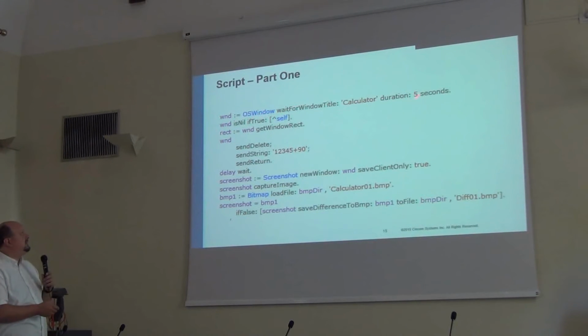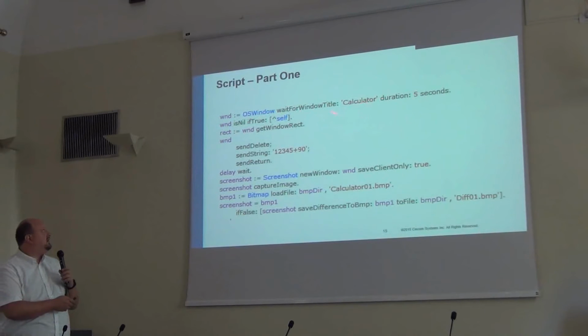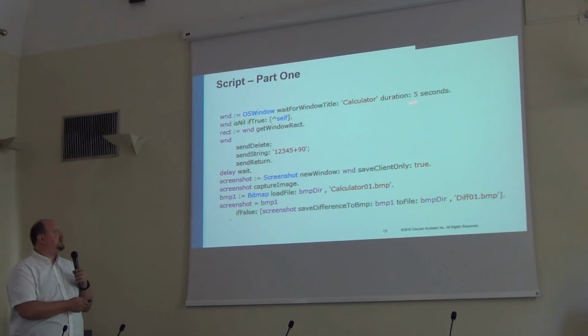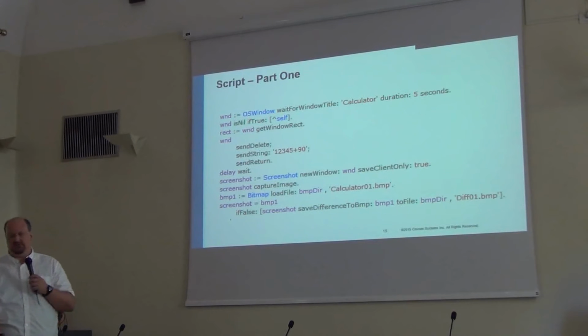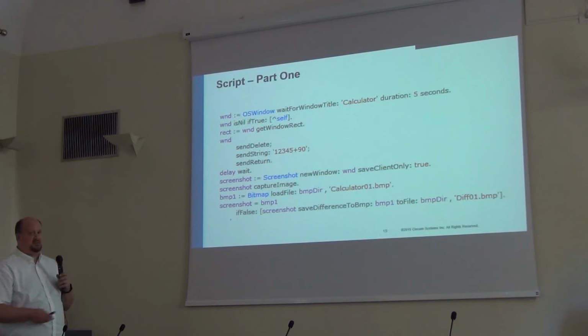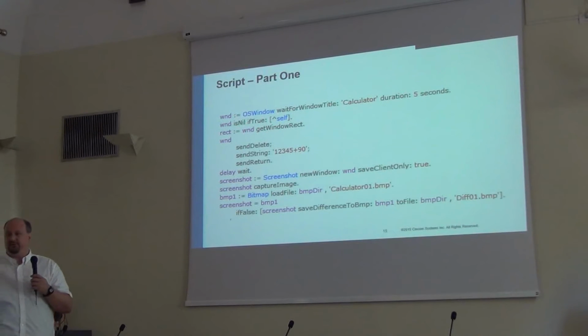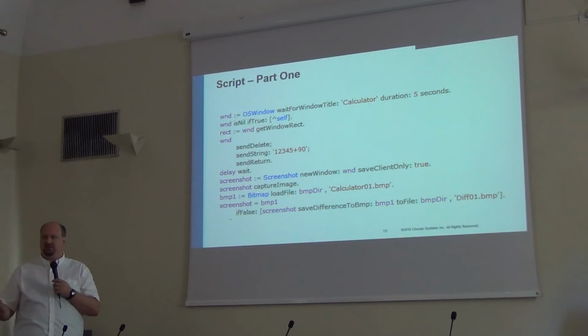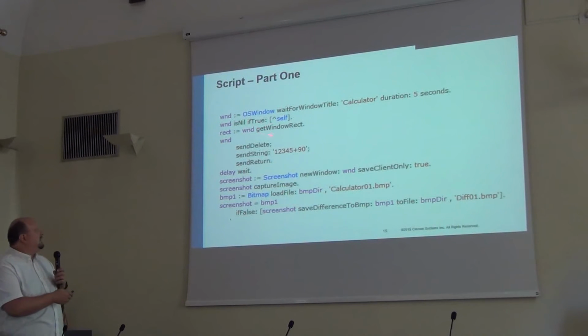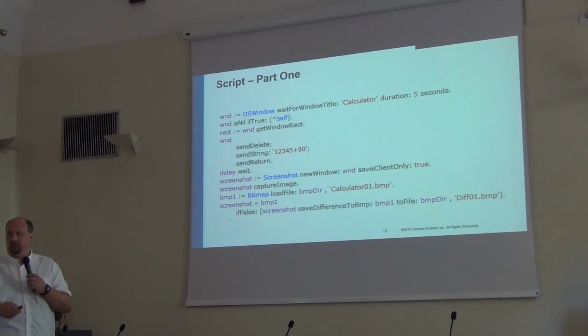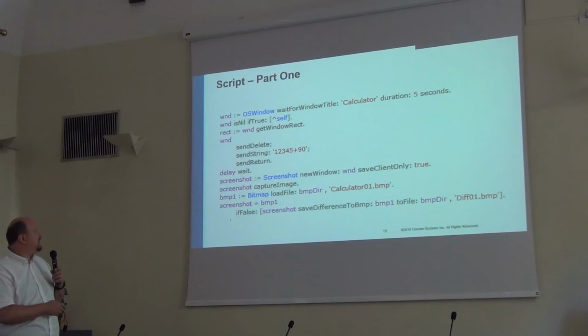So, part one. I want to get a hold of my window. Wait for a window with the title Calculator for a maximum of 5 seconds. If there is no window, then I cannot run any tests. If nobody starts the application within that time frame, well, there is no test, so thank you and goodbye. I get the window rectangle, which is not the client rectangle. The client rectangle is the inside; the window rectangle is the whole window, including the frame and title bar.